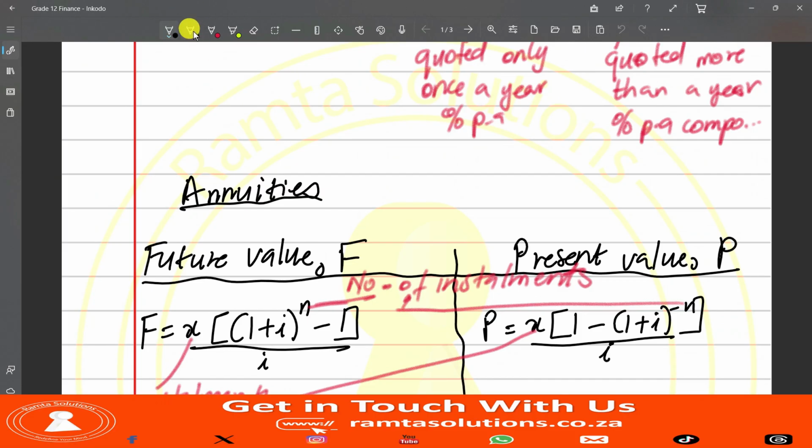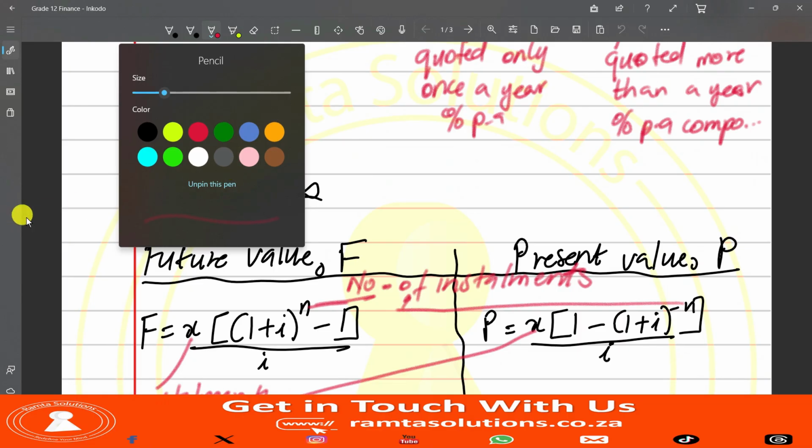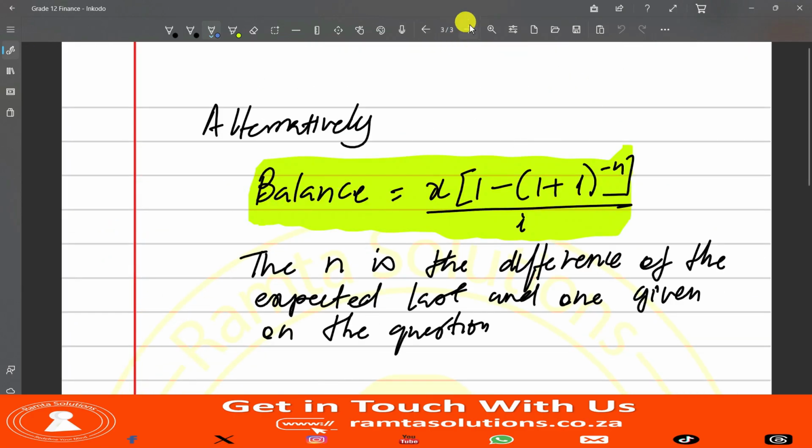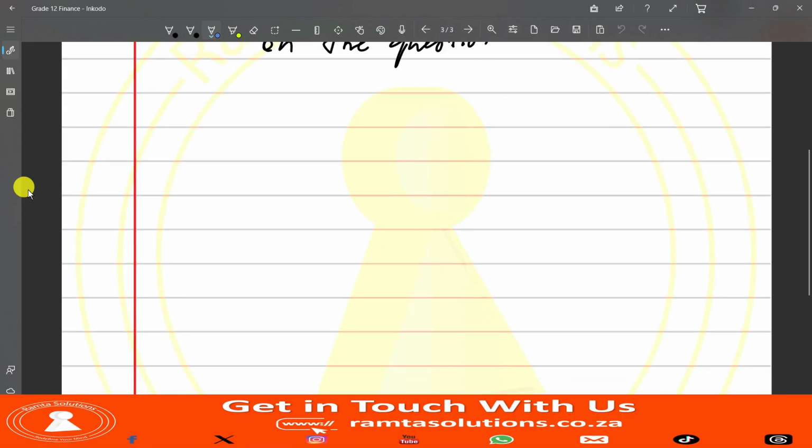And I also want to highlight this: annuities are equal regular payments. Okay, there's another situation where it can be misleading. I'll give you an example.